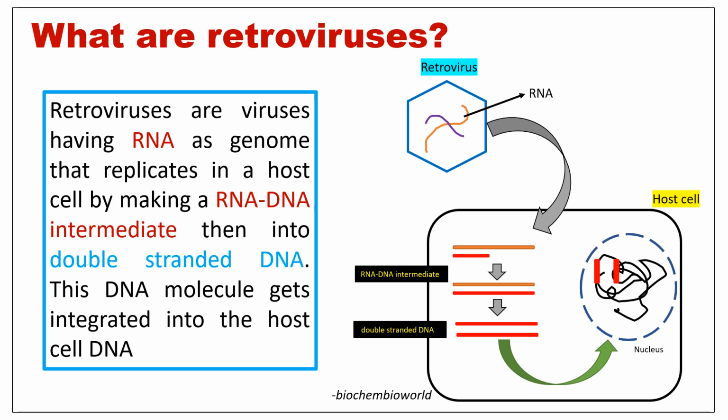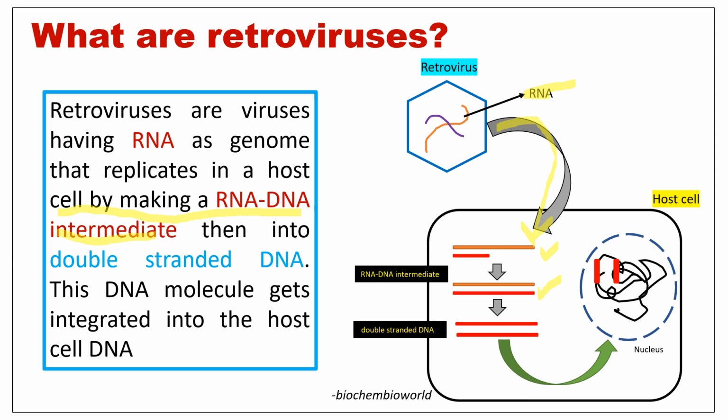Retroviruses are viruses which have RNA as genome, and they replicate in a host cell by making an RNA-DNA intermediate. When it infects the host, its replication in the host cell is through an RNA-DNA intermediate. Here the RNA-DNA intermediate has started to form, and it has completed in this step.